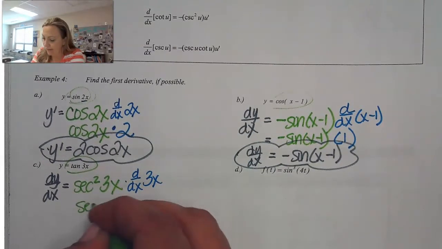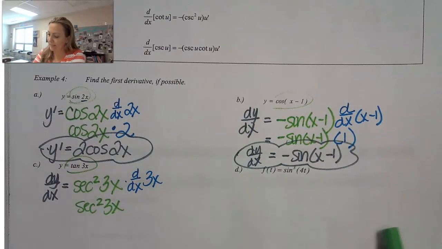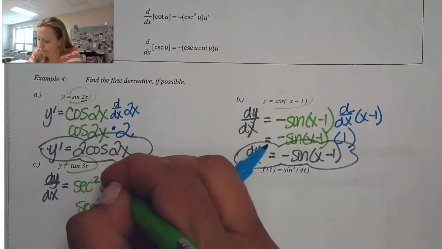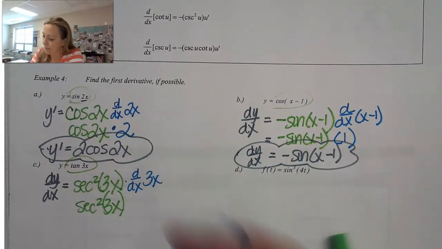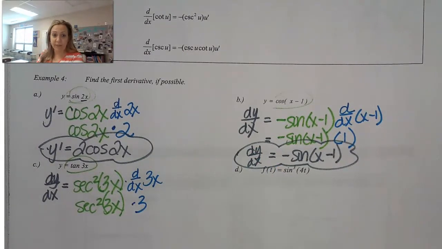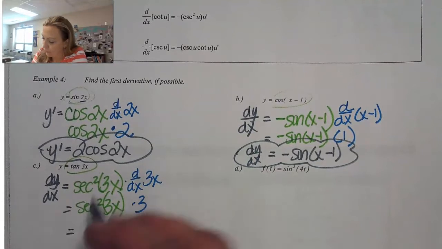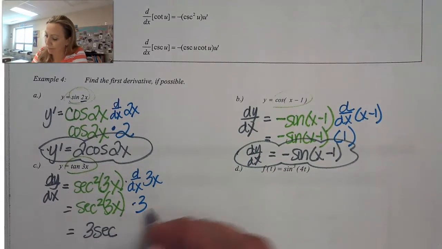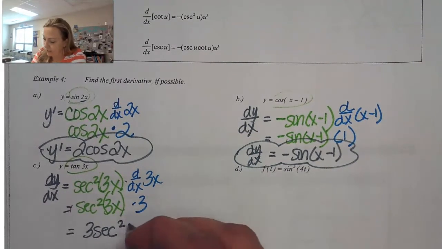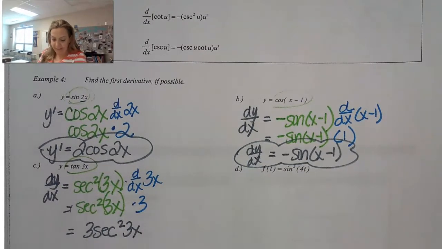So that means that I have secant squared 3x. I probably should put that in parentheses. Times 3, since 3 is the derivative of 3x. And so if I were to write my final answer, I would pop the 3 up front. So I have 3 times the secant squared of 3x.